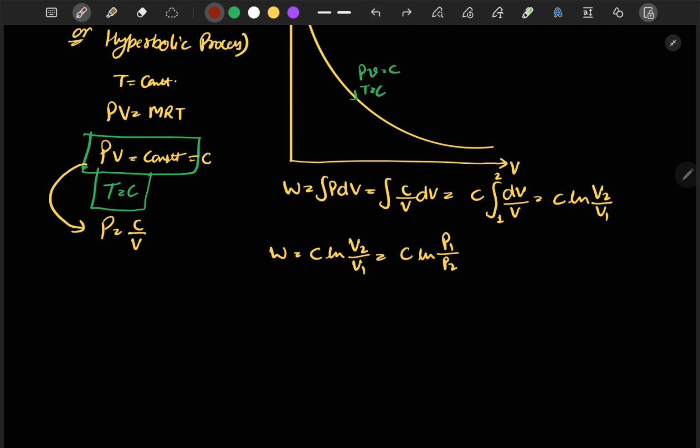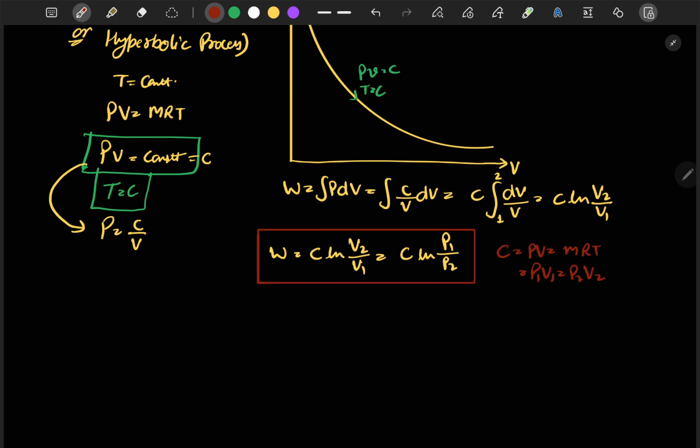Now we will see what the value of this C is. Since we have already written that C is equal to PV, which is equal to mRT, we have already obtained it, and we can further write it as P1 V1 is equal to P2 V2.